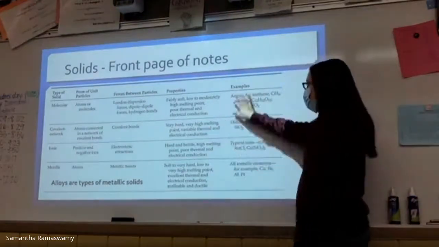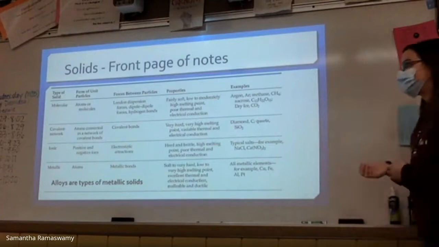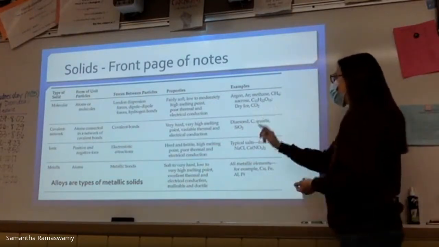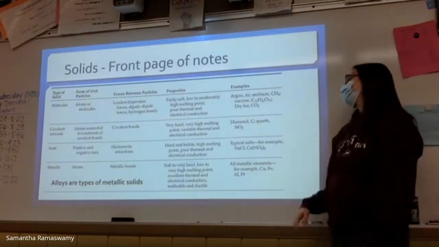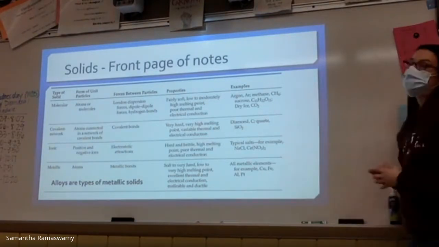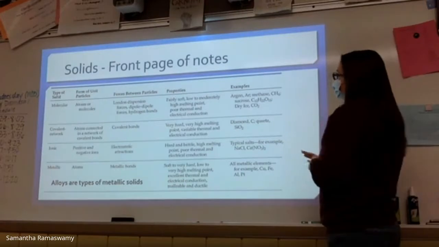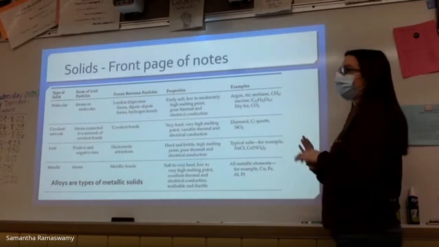So again, this is on the front page of the notes, but just to go through, be able to identify different types of solids. You're given something, like CO2, can you identify what type of solid that is? Or aluminum, NaCl, examples like that. And Mastering has you do that as well. Are there any general questions on types of solids right now?